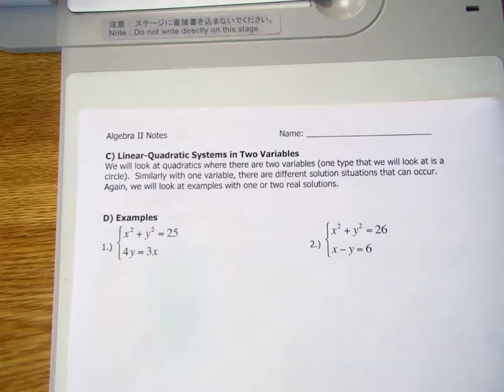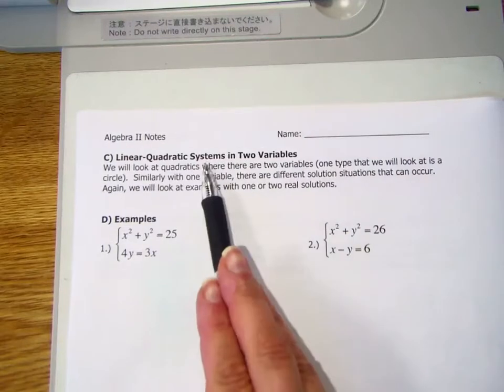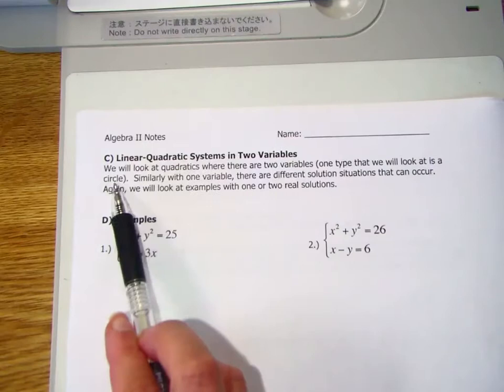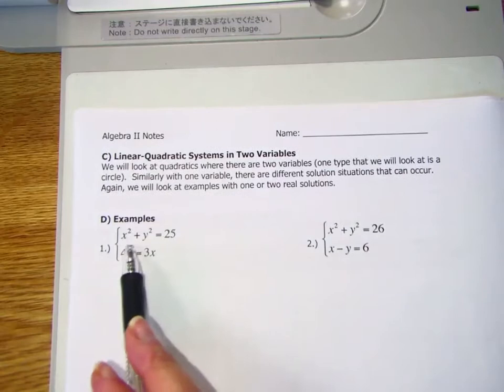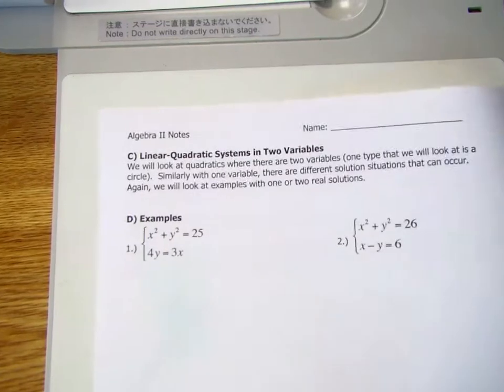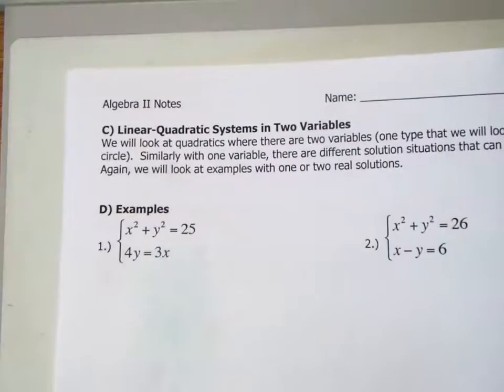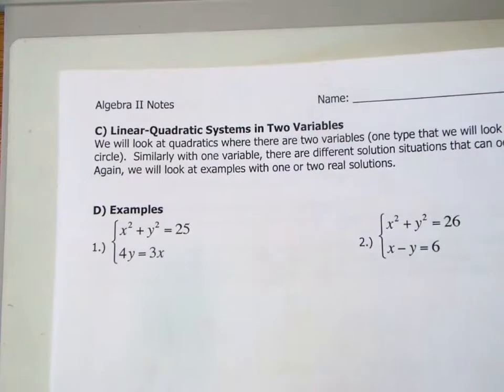So the type of quadratic in two variables that we are looking at is a circle. Similarly to one variable, there are different solution situations that can occur, and again we're going to stick with examples with 1 or 2 real solutions. As you can see here, we have x squared plus y squared equals 25 and 4y equals 3x.